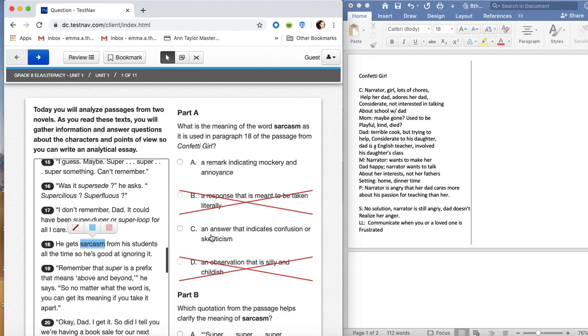But let's plug this one in as well. An answer that indicates confusion or skepticism. I still don't know what that skepticism word means, but an answer that shows confusion. Is she confused here? "It could have been super duper or super loop for all I care." I mean, kind of. It could show that she could be confused in this moment. But this last part, for all I care, it's kind of more like she's annoyed at him. Like, she probably really does know the word, but she's just saying this to kind of mock him or show annoyance.